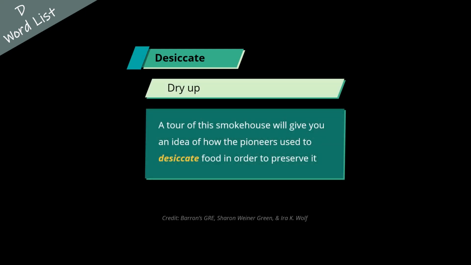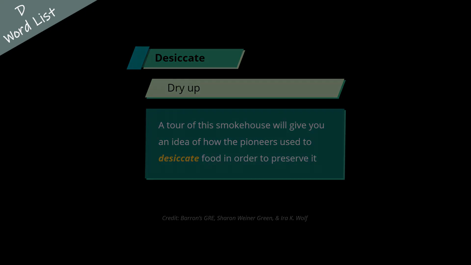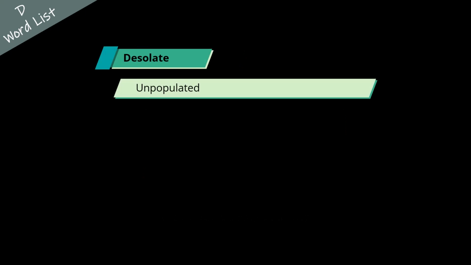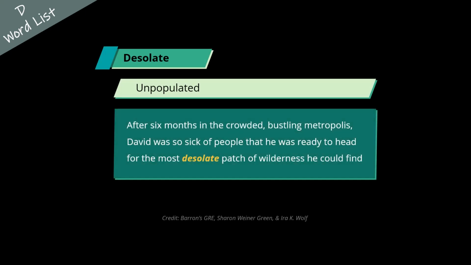Desiccate means dry up. For example, a tour of this smokehouse will give you an idea of how the pioneers used to desiccate food in order to preserve it. Desolate means unpopulated. For example, after 6 months in the crowded, bustling metropolis, David was so sick of people that he was ready to head for the most desolate patch of wilderness he could find.